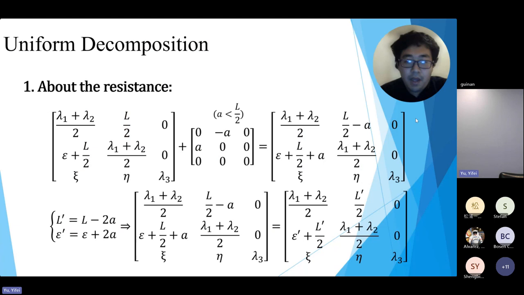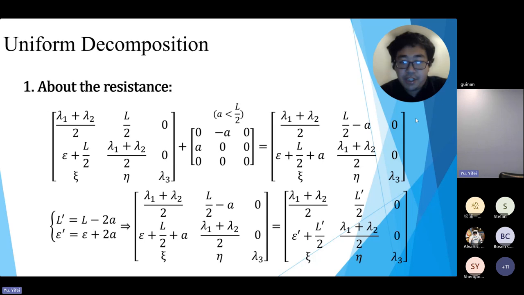Now let's look at how the resistance keeps the non-rotational point remaining non-rotational. Once a non-rotational point is imposed by an anti-symmetric matrix A, negative A, for some A less than L over 2, the resistance will be reduced to L minus 2A, and the epsilon will be increased to epsilon plus 2A. We refer to the new resistance as L prime and the new epsilon as epsilon prime. Then we can keep the principal matrix in the same form, only with L changing to L prime and epsilon changing to epsilon prime.